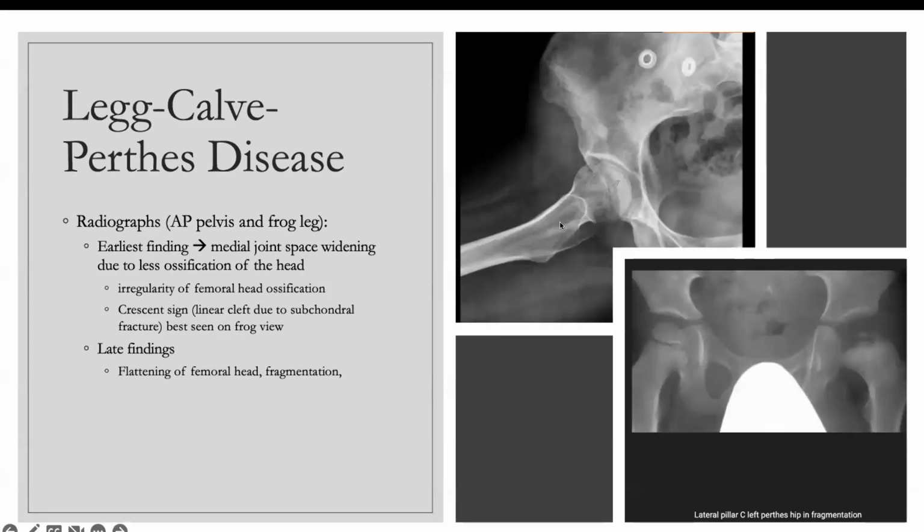Image-wise, you're going to get an AP view and a pelvis view. The earliest finding will be just medial joint space widening, and due to the loss of ossification of the femoral head, you're going to get your crescent sign here. That's going to be best seen in this frog view. And then later findings are going to be a lower radiograph that shows the flattening or loss of that total femoral head here.